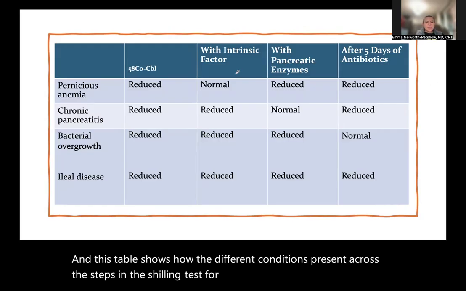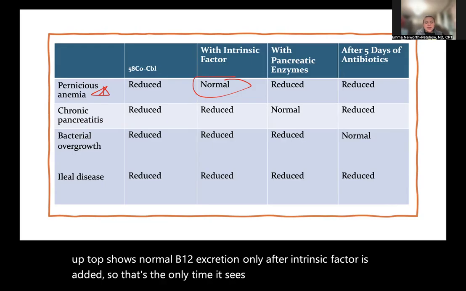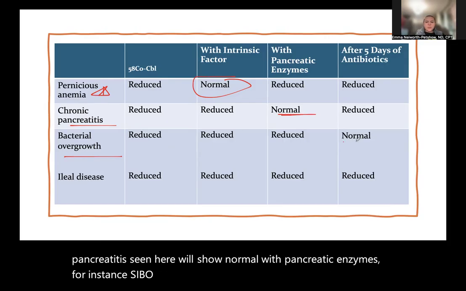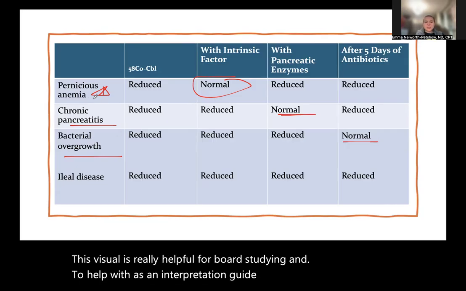And this table shows how the different conditions present across the steps in the Schilling test. For example, pernicious anemia here up top shows normal B12 excretion only after intrinsic factor is added. So that's the only time it sees normal. Versus chronic pancreatitis, seen here, will show normal with pancreatic enzymes. SIBO or bacterial overgrowth, normal after antibiotics. This visual is really helpful for board studying and as an interpretation guide of what these conditions are lacking.